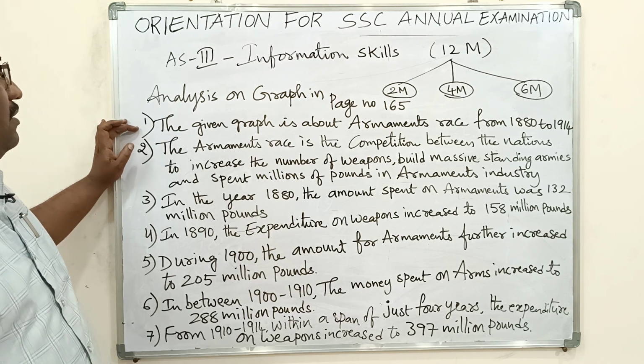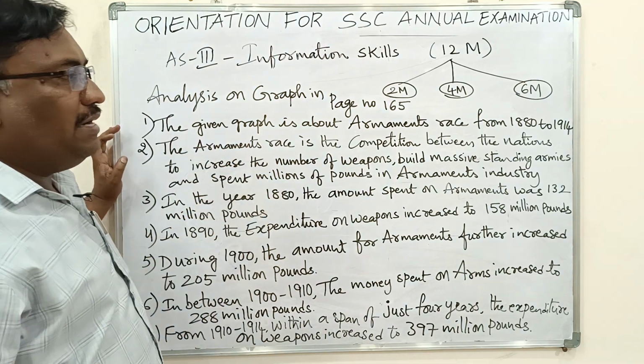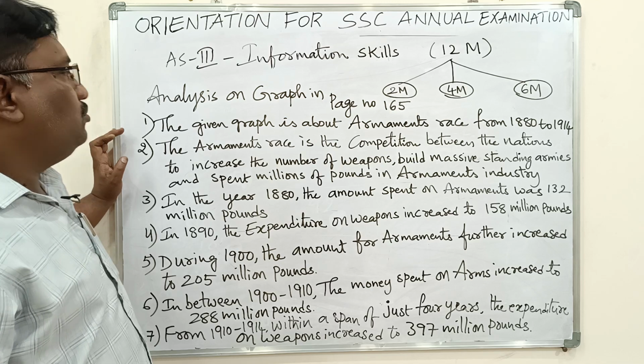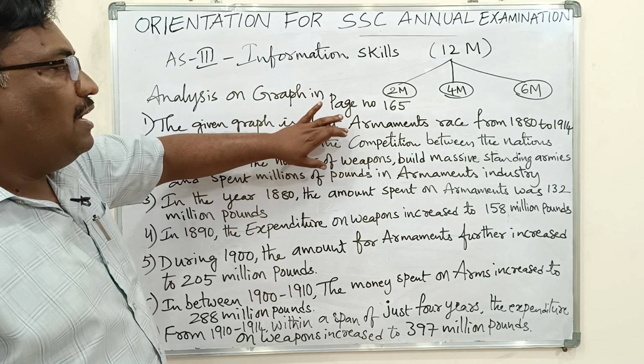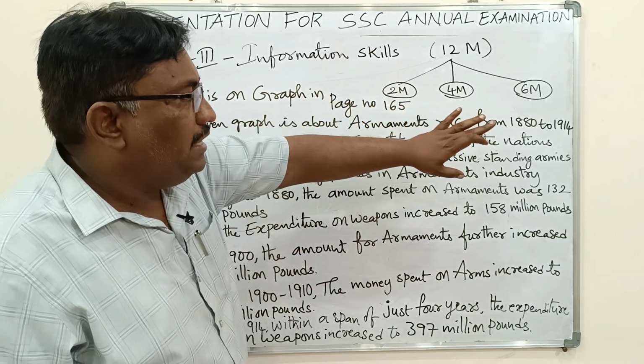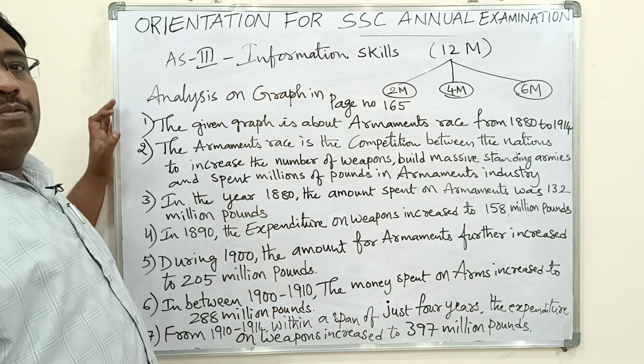First point, we have to write the introduction. The given graph is about the armaments race from 1880 to 1914. What is the graph about? By looking at the graph, we can tell. That is, the graph is about the armaments race from 1880 to 1914. Next, second point, the armaments. What do you mean by armaments race?